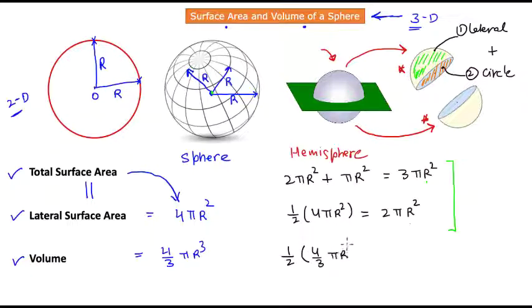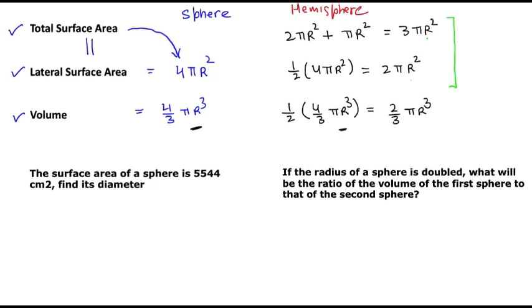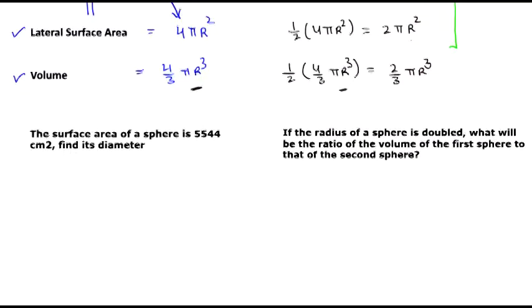And that will be one half of 4 by 3 pi r cube, and that can be equal to 2 over 3 pi r cube. Okay, now we have all the formulas that we need for a sphere and for a hemisphere. Let's take a look at two examples to understand the application of these formulas a little better.